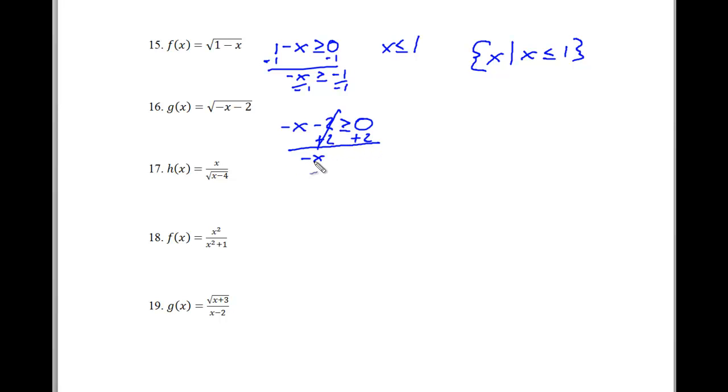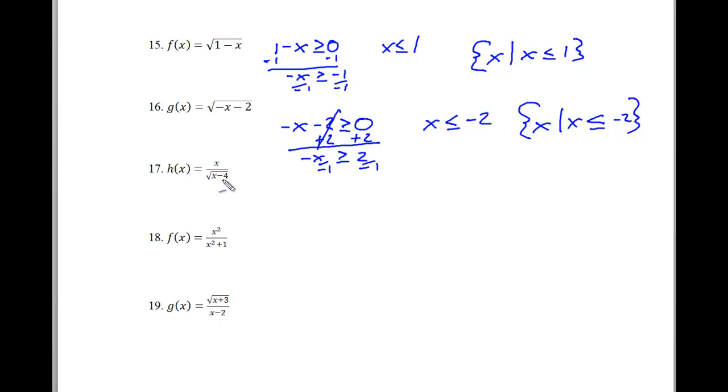So negative x is greater than or equal to 2. And then we are going to divide both sides by negative 1, which in turn flips the symbol, so x is less than or equal to negative 2. So as long as x is less than or equal to negative 2, the expression inside is going to be positive. If you plug in, for example, negative 10 for x, that will give you 10 minus 2, which is 8. The square root of 8 does not violate any domain issues. X is less than or equal to negative 2.